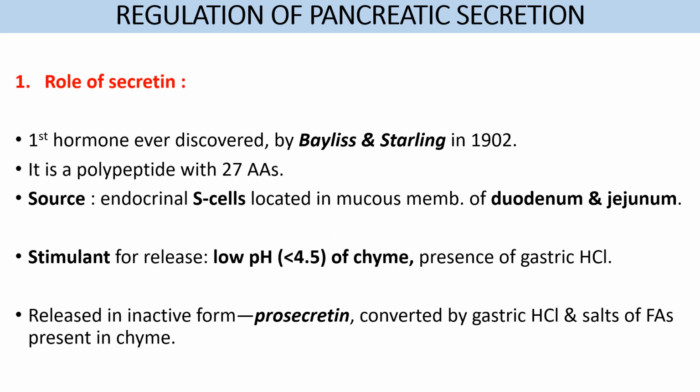Secretin is secreted by the S cells present on the mucous membranes of the duodenum and jejunum. Whenever there is presence of HCl or acid in the upper part of the small intestine, secretin is released by the S cells. Secretin is released into the small intestine in an inactive form, like most other enzymes and hormones of the gastrointestinal tract, and later it is converted into an active form by the gastric acid.